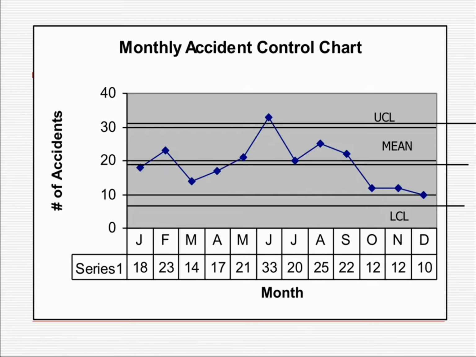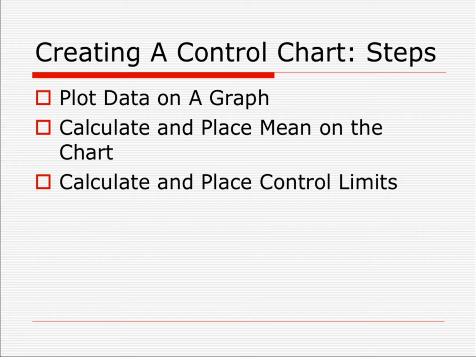So what are the steps in making a control chart? I've tried to break those down into 3 succinct steps here. First of all, you have to plot the data on a graph, calculate and place the mean on the chart, and then calculate and place the control limits on the chart. Now, there are ways to get Microsoft Excel to do all of this for you. However, as simple as the examples and the assignments are in this class, you could probably just calculate the control limits and just plot those or make a line on your control chart, and that would represent the control limit. And I would encourage you to take a look at the Microsoft Excel video that explains how to make one of those lines appear on the chart.